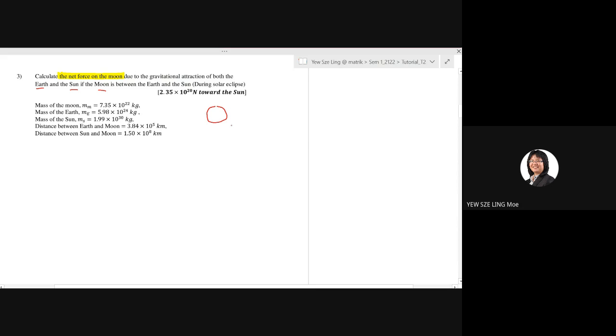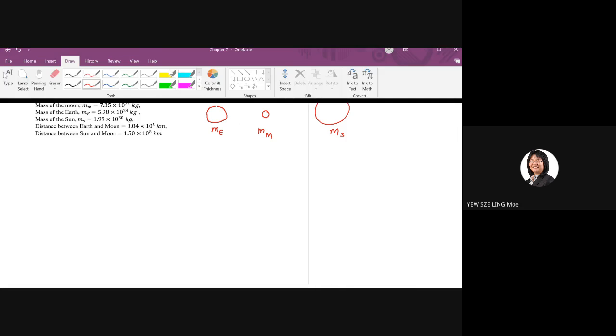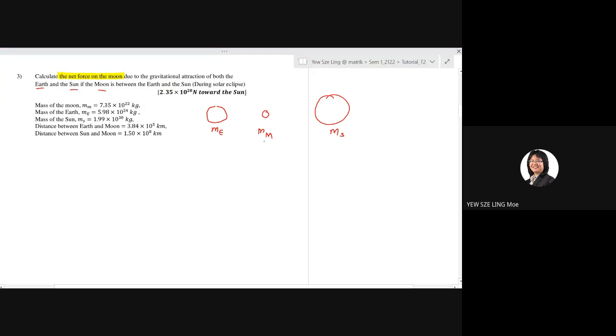Okay, and then this would be ME. And then the moon, which is MM. And then the sun, which is MS. So based on Newton's law of gravitation, you want to calculate the net force acting on the moon. So what are you going to do?